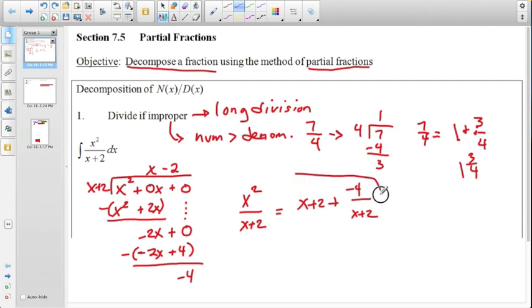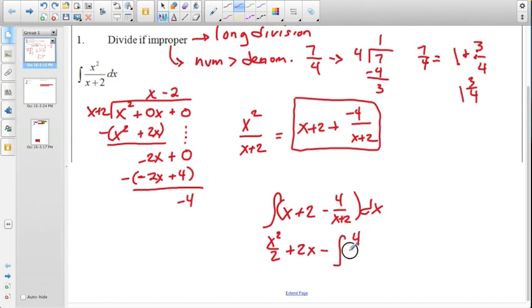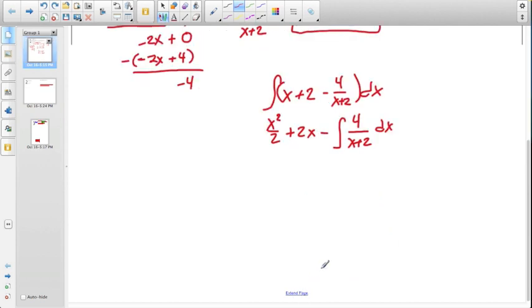So here's an expression that is equivalent to x squared over x plus 2. And that we know how to integrate. So if we put this into the integral instead, then we can integrate this piece by piece. Integral of x is x squared over 2. Integral of 2 is 2x. Integral of this, let's take a look at in a couple of steps, just to remind ourselves what we're dealing with. So I'm going to go ahead and factor out the 4.